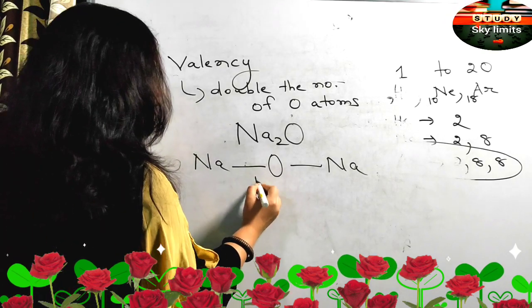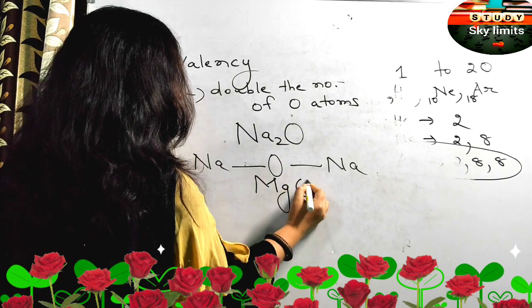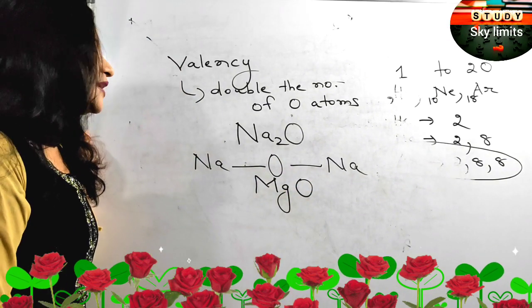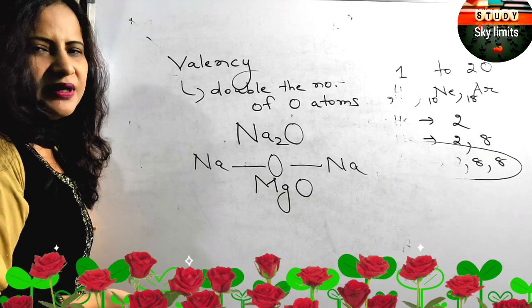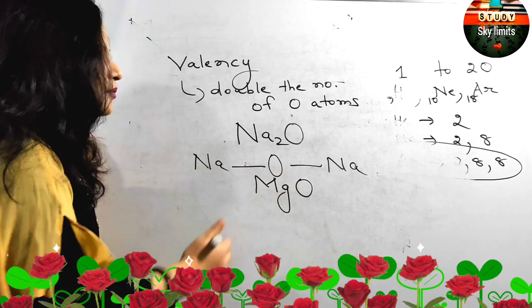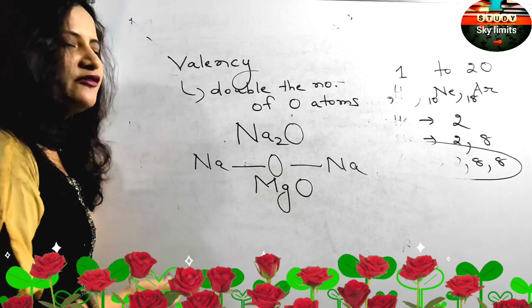Let's take the example of magnesium oxide. How many oxygen atoms is magnesium combining with? With 1 atom of oxygen. So what is the double number? 2. So the valency of magnesium will be how much?